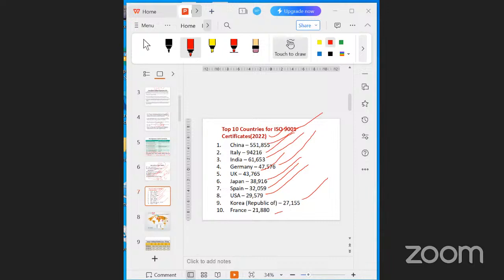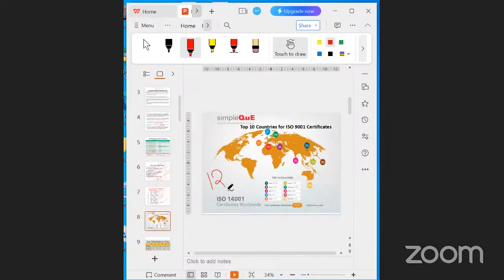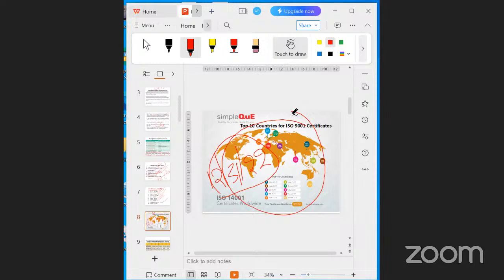So based on the latest ISO survey, which estimates the number of valid certificates as of December 31st, 2022, okay, December 31st. So top 10 countries, these are the figures for ISO 9001 and ISO 14001 certification worldwide. So the International Organization for Standardization, it's called ISO.